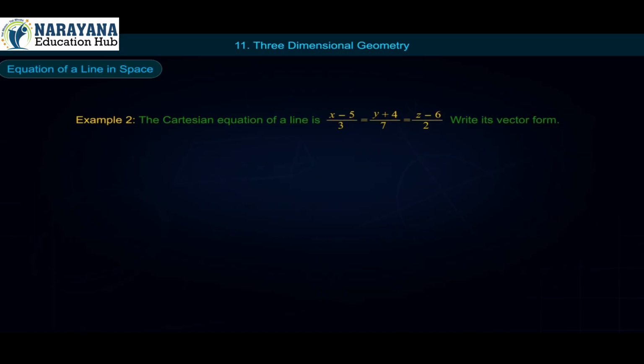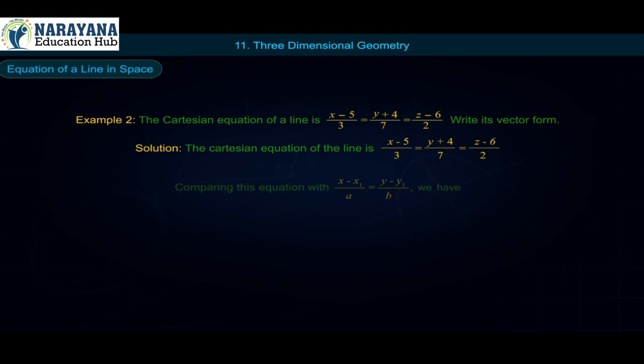Example 2. The Cartesian equation of a line is (x minus 5) upon 3 equals (y plus 4) upon 7 equals (z minus 6) upon 2. Write its vector form. Solution. The Cartesian equation of the line is (x minus 5) upon 3 equals (y plus 4) upon 7 equals (z minus 6) upon 2.